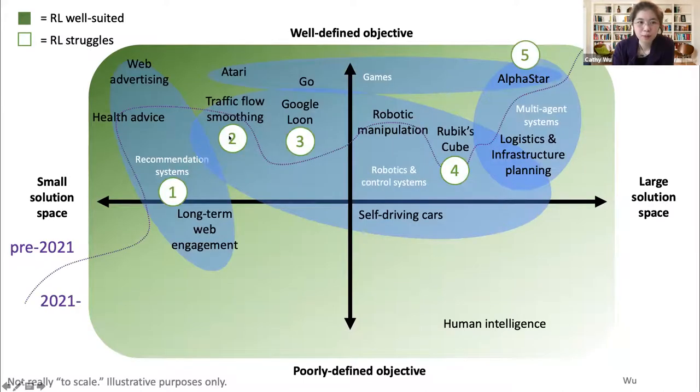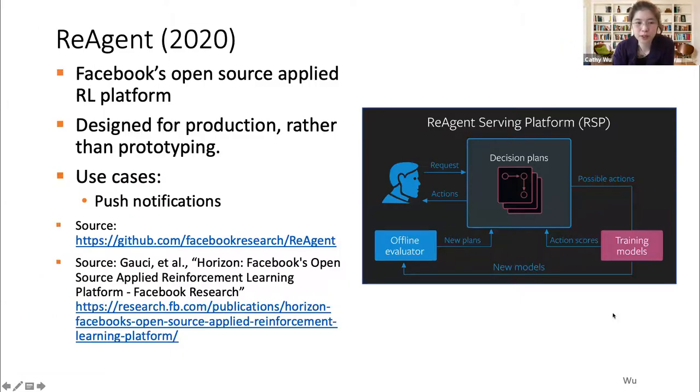Okay, so I will fly through some of these as examples to provide some grounding and ask you for your reflections on these. So we'll start with recommendation systems. I'm going to specifically talk about Reagent, which is Facebook's open source applied RL platform from last year. One of its special characteristics is that, unlike a lot of systems, it's designed for production rather than prototyping. So this gives a sense that RL is ready, or Facebook believes that RL is ready enough that they want to put engineering resources into it and push things into their products.